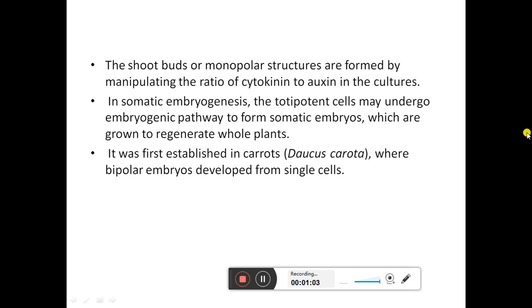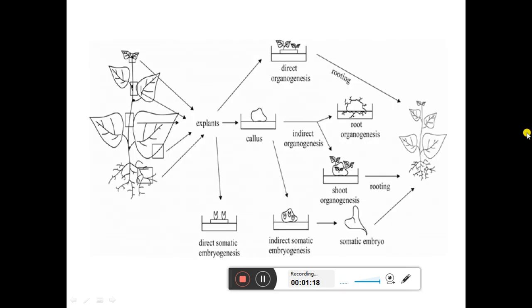In somatic embryogenesis, the totipotent cells may undergo the embryogenic pathway to form somatic embryos which are grown to regenerate whole plants. It was first established in carrots where bipolar embryos developed from single cells. Here is the picture showing organogenesis and somatic embryogenesis.